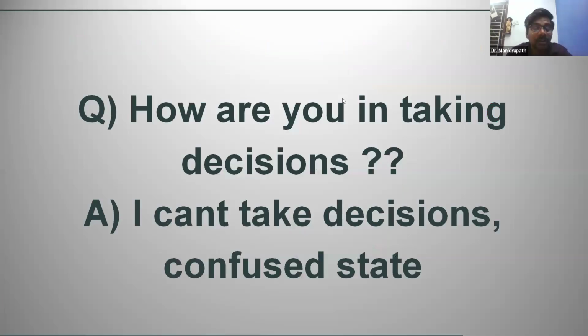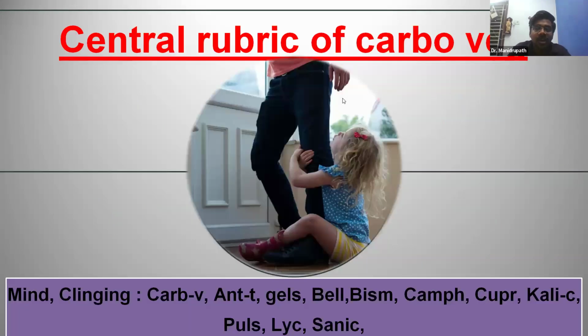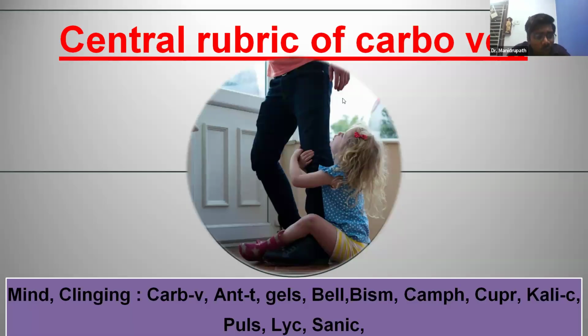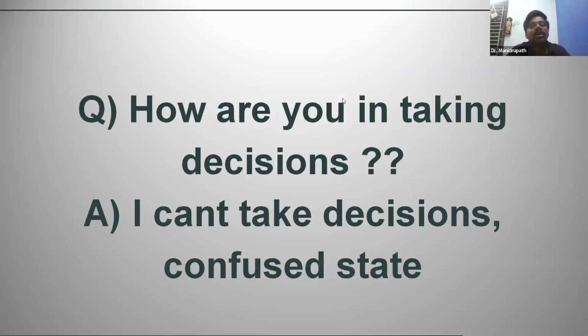So what does Carbo tell? How are you in taking decisions? "I cannot take decisions, doctor." A very confused state, because they are just born up like carbon. See in the periodic table, they are at the sixth number. They are just born up. They don't know. They are just separated. They want the dependent nature. This is Carbo vegetabilis or carbon.